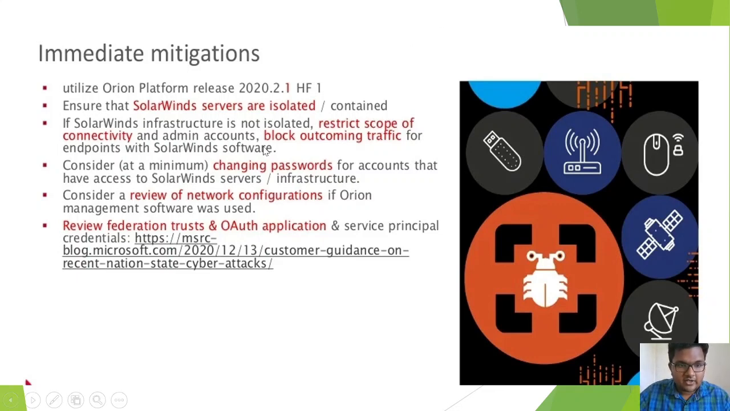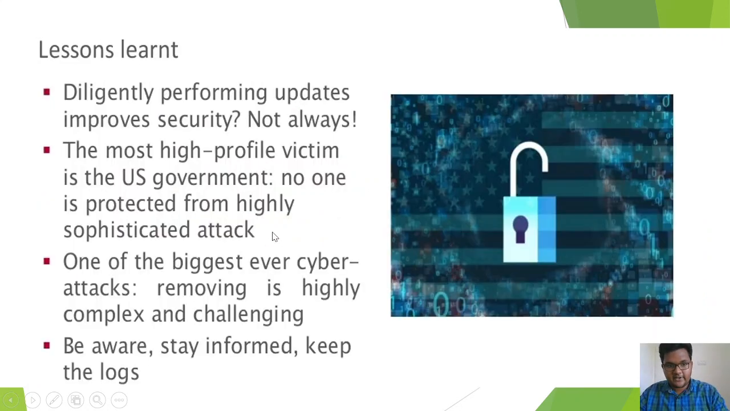Infrastructure restrict. We need to at least restrict the scope, and we need to block the outgoing traffic coming to SolarWinds. SolarWinds should be separated from our source code base. Then password change should be done. Review of network configuration should be done. Review federation risk, authentication, and applications; everything should be kept updated.